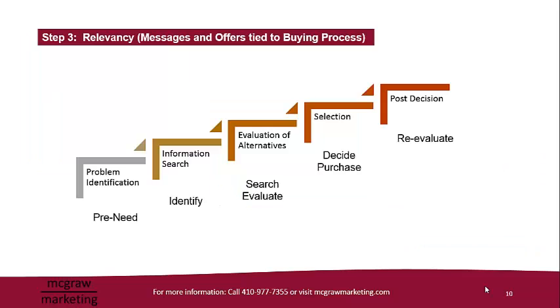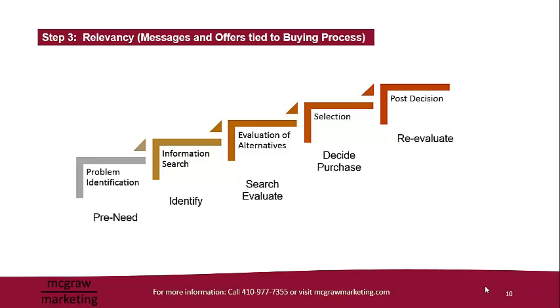The other important thing is, you've got your messages, you've got your offers, you've got your channel selection, but also you need to understand where they are in their buying process. Now, there's several different names for each of the stages. Problem identification is the beginning or pre-need. Then the buyer will go out for information search, where they identify options and opportunity and what's available to them. Then the evaluation of alternatives, which some people refer to as the search and evaluate phase. Then they select or decide and purchase a solution.